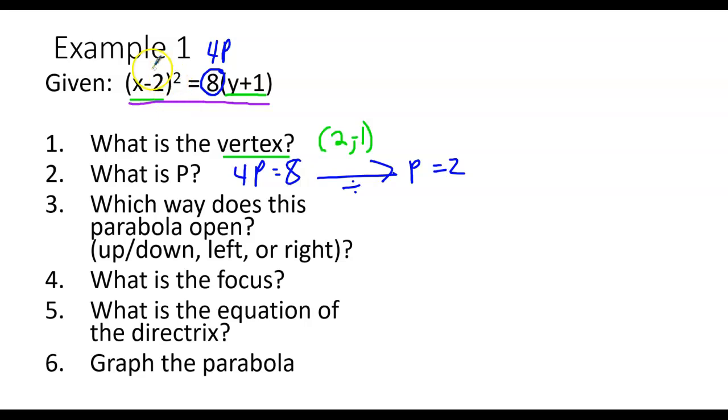Well, since the x minus h is being squared, this is a vertical one, which means we're not opening left or right. Now we have to decide, is it up or down? Well, since my p-value is positive, it must be opening upwards.